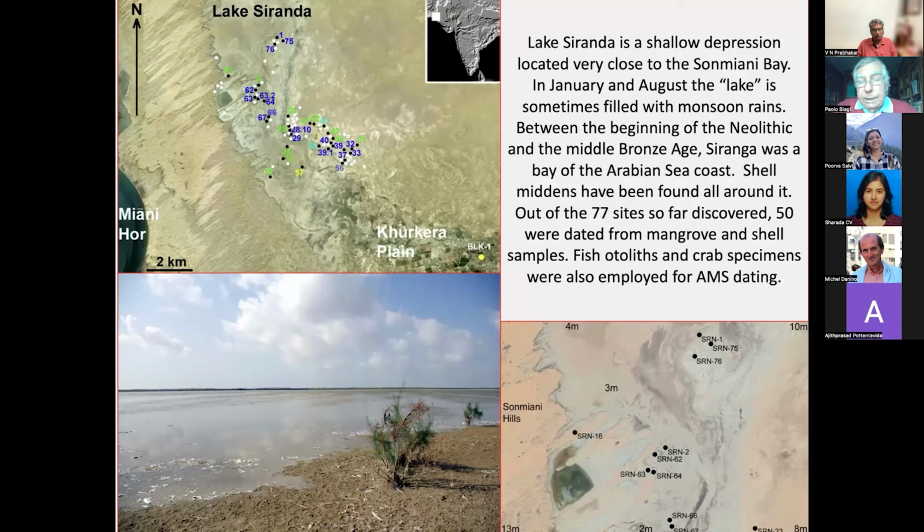So also in this case, the landscape is very complicated. Okay, Miani Hor, sand dunes. You see the orientation of the sand dunes. These are mobile. When the wind blows, it comes from northeast to southwest. Here's the depression. The depression can be 2 or 3 meters below the terraces around it. Here's the Kulkera Plain. Fine.